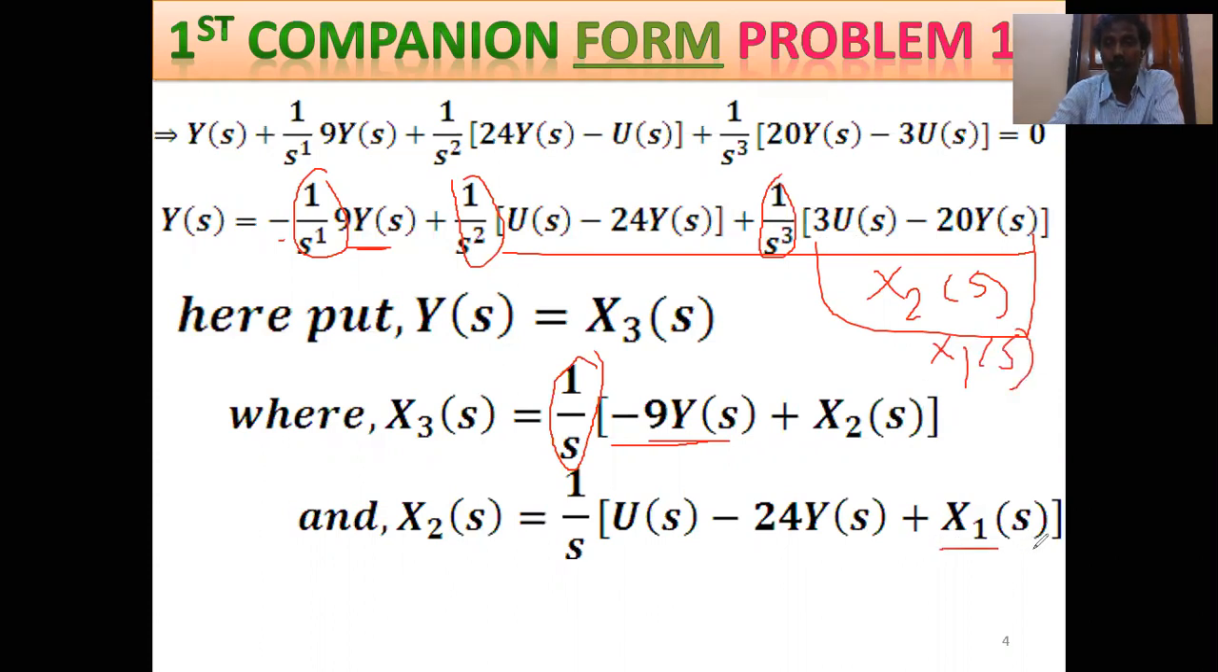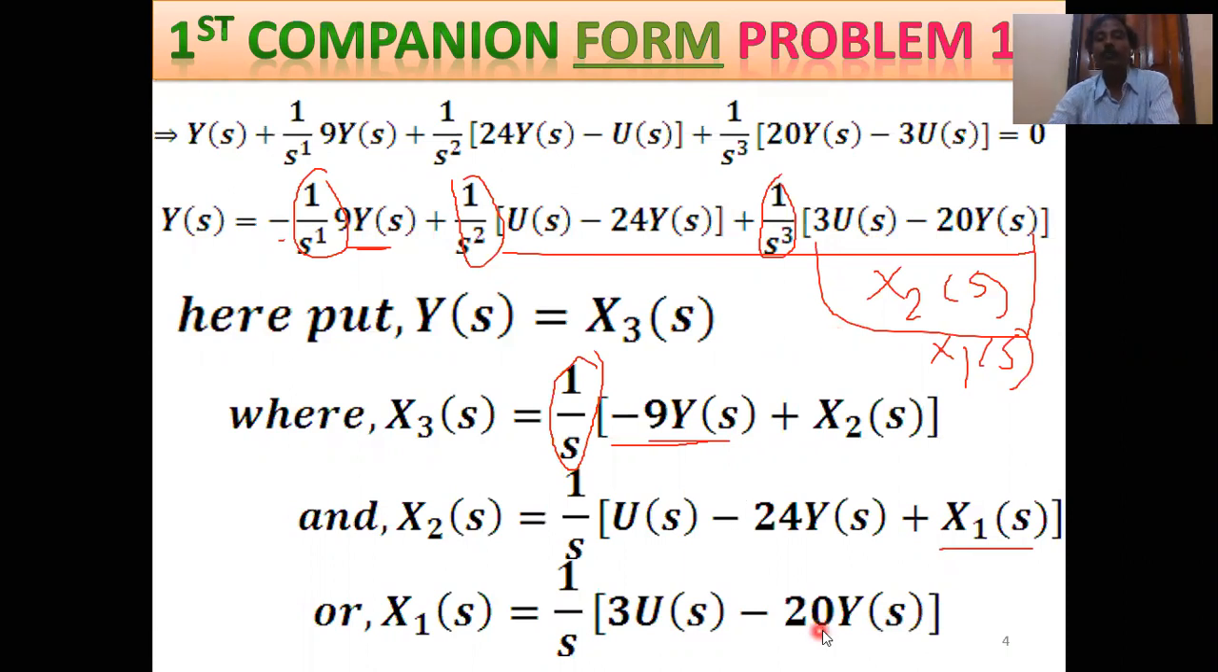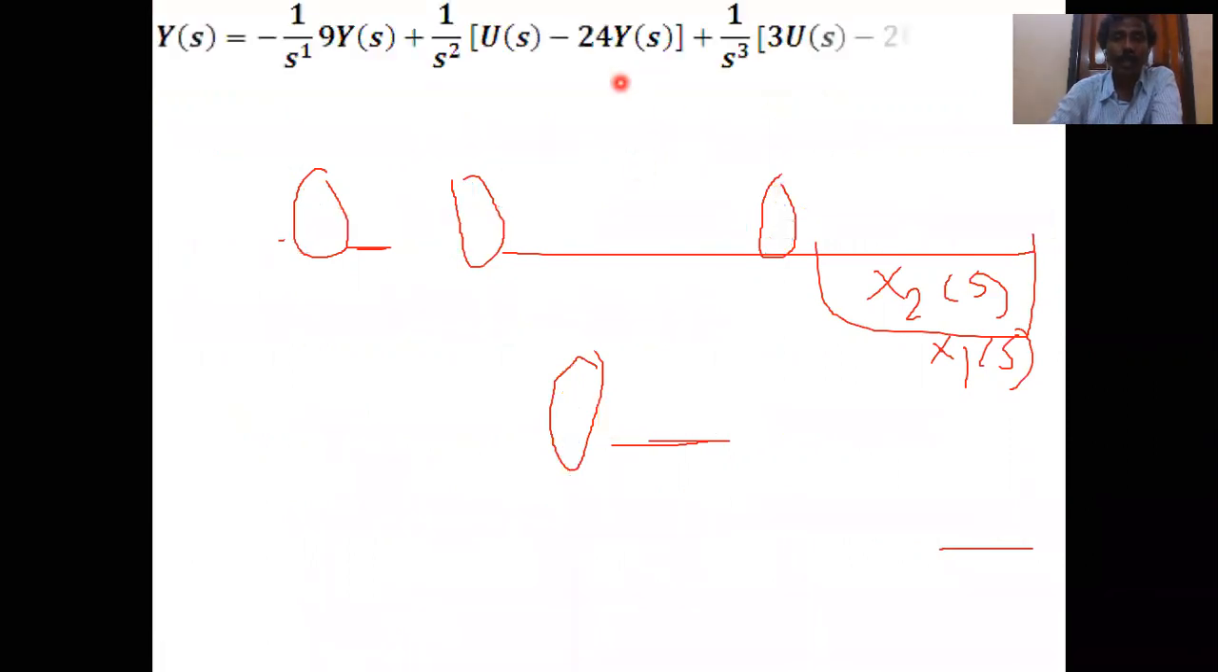So this is the x1(s). Then x1(s) equals 1/s times (3U(s) minus 20Y(s)). What is the process? This is the slide or procedure calculation. First, Y(s) equals minus (1/s) times 9Y(s), plus (1/s²) times (U(s) minus 24Y(s)), plus (1/s³) times (3U(s) minus 20Y(s)).